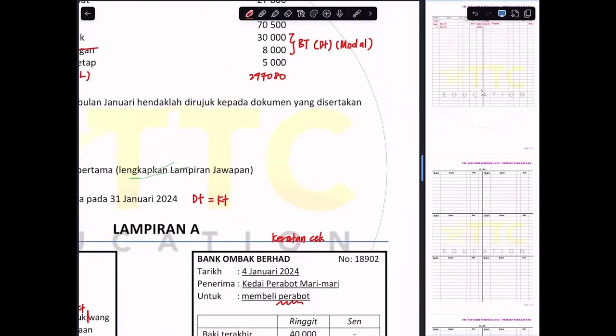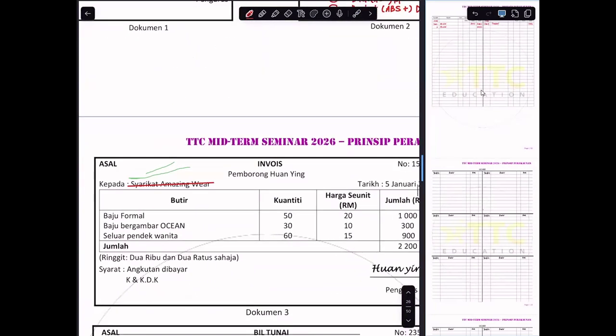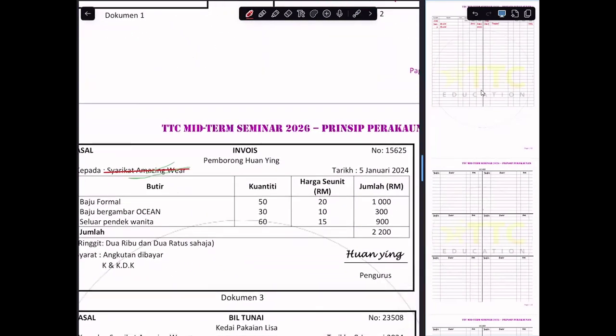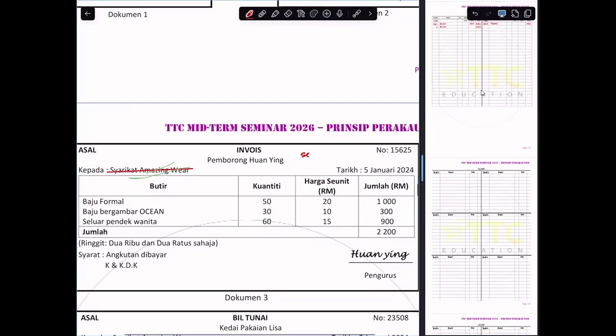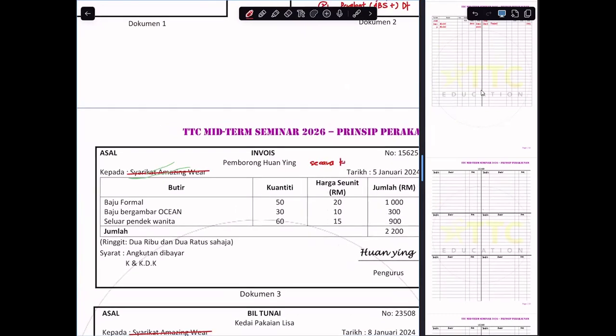Okay, then the next document, invoice. Just now I gave you the tips. I gave you the remark previously already, right? So straight away tell me. Invoice, that means secara tunai or secara kredit? Invoice always referring to secara tunai or credit. Yes, secara credit. If you forgot why is secara credit, refer back to your notes.